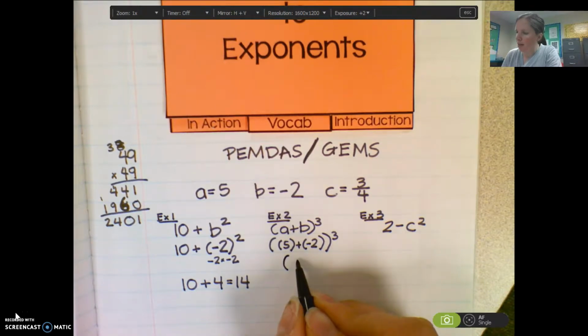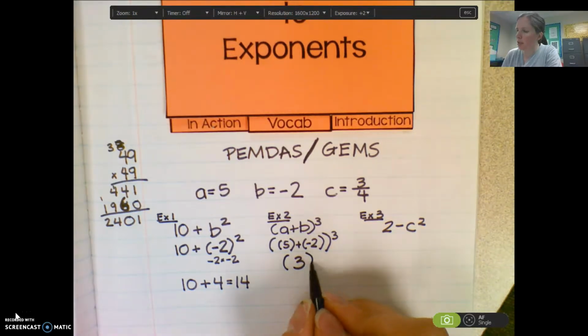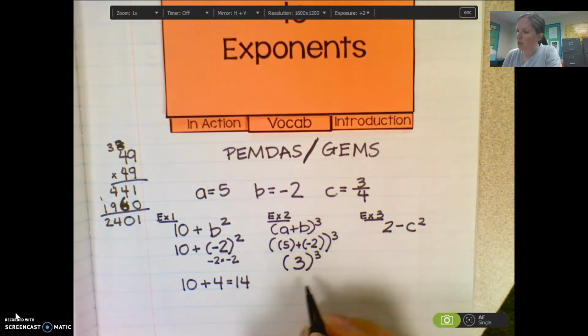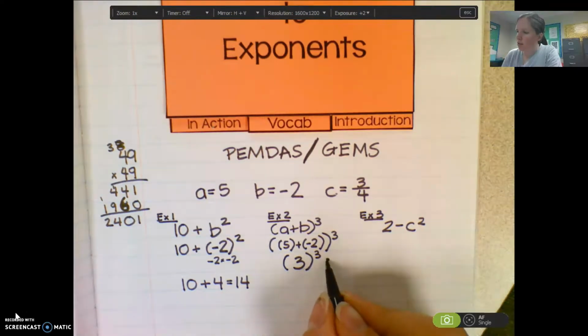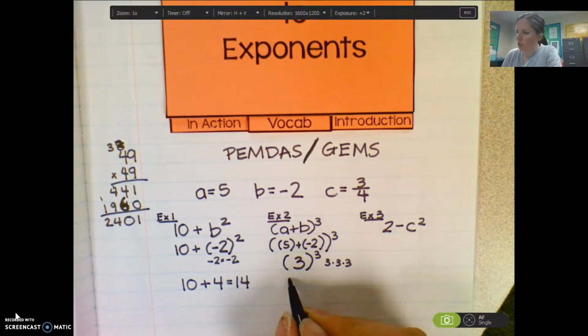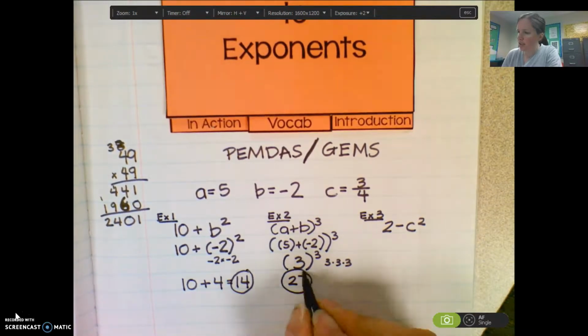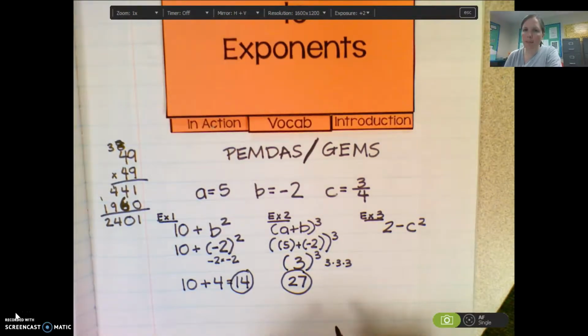So my operation of addition, 5 and -2 are different signs. So I'm going to subtract and keep the sign of the bigger number. 5 plus -2 gives me 3. And 3 to the third power means 3 times 3 times 3, which would give me 27. So on this one, I got an answer of 14. On this one, I got an answer of 27.